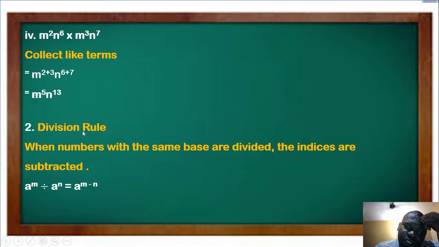We have another rule which is the division rule, that is when numbers with the same base are divided, the indices are subtracted. So a raised to power m divided by a raised to power n is equal to a raised to power m minus n. So the indices are subtracted when we have division. A raised to power m divided by a raised to power n is equal to a raised to power m minus n.